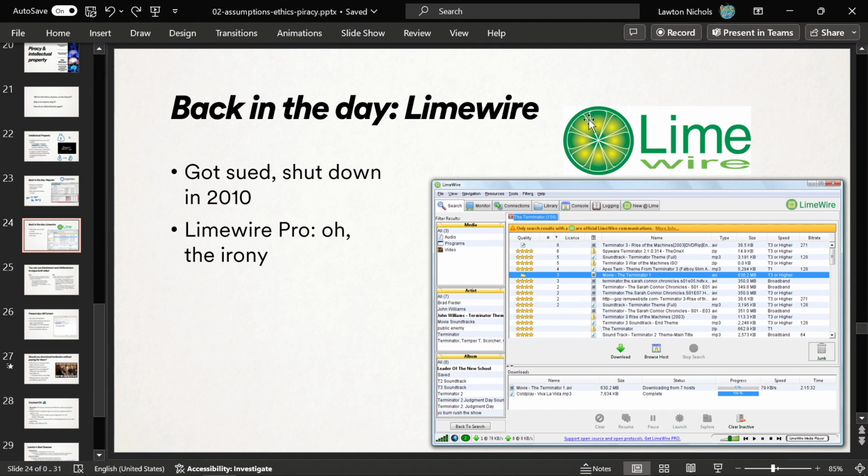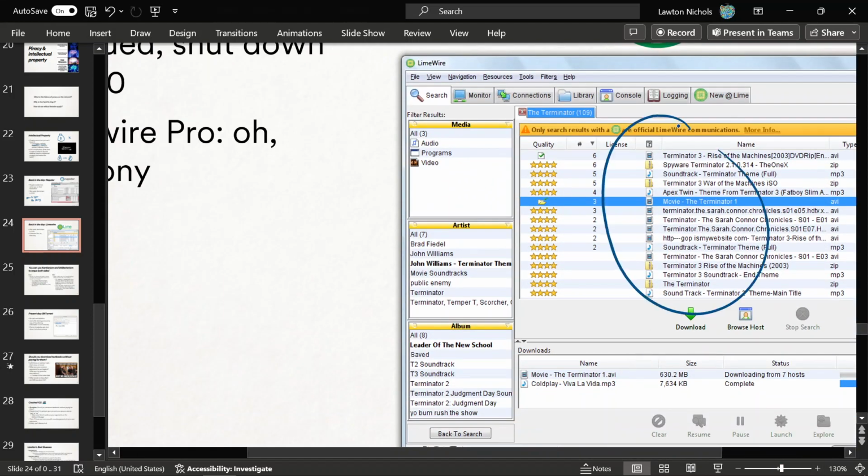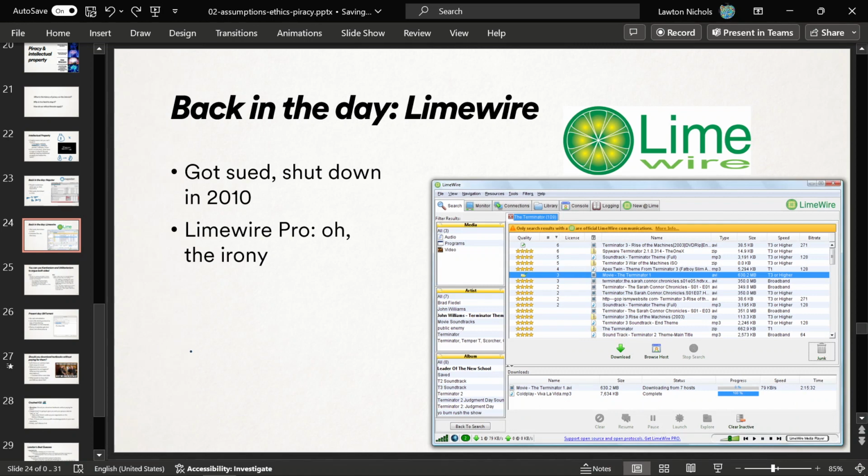There was another program that came out after that called LimeWire. All right, and that one, again, same idea. It was like Windows Vista or something. You could again search for stuff. This time, this person was searching for a movie, and then they could start downloading that. And again it is peer-to-peer, connecting to other people's computers.